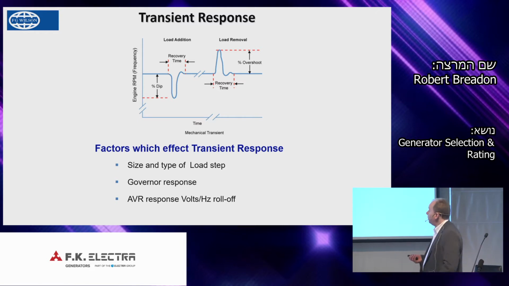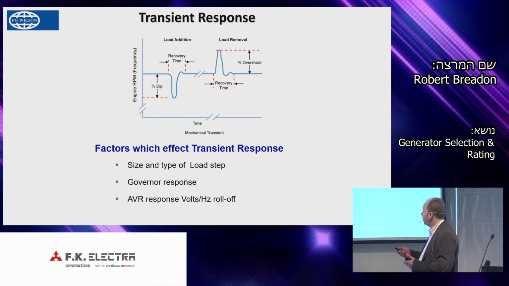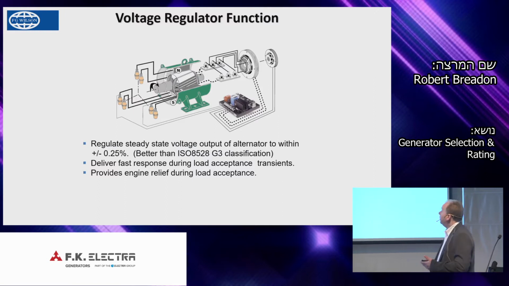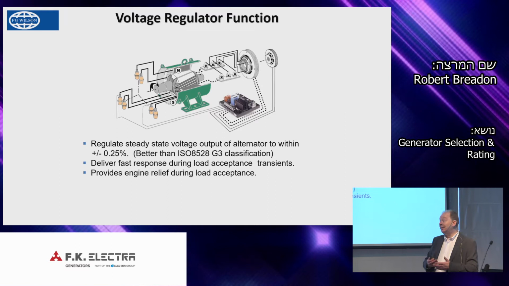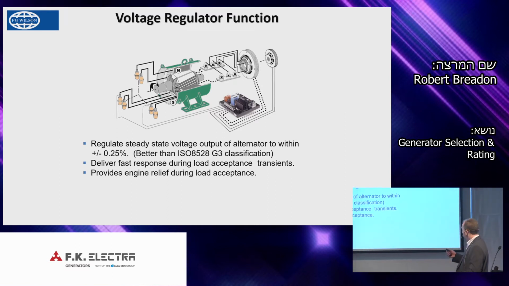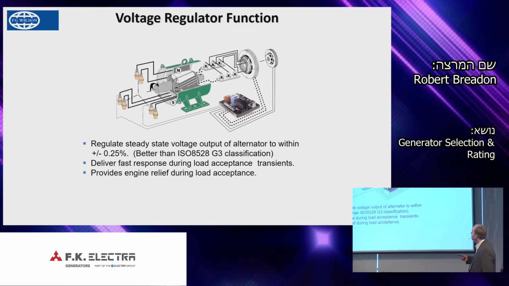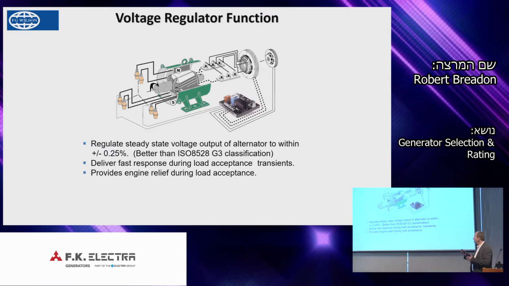So to be able to overcome that, we have to be able to provide a good response from the governor, and we also have to have a very good response from the AVR. So the AVR plays quite a key role in the response in transients. So a typical AVR function is obviously to regulate the voltage output as the load changes.